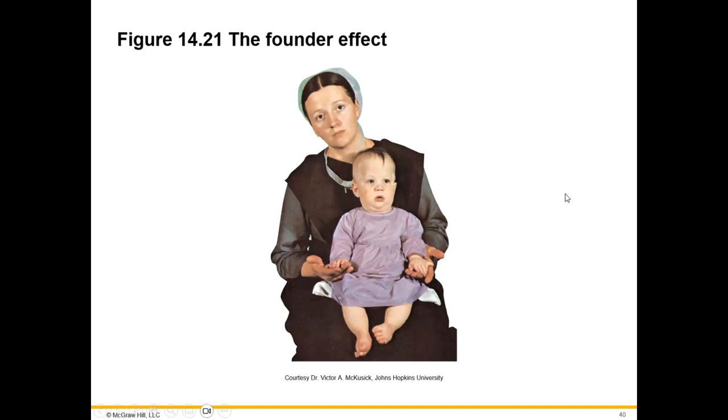So in the 1800s, one of the founders of the Amish community in North America carried a gene for a disorder that results in offspring having extremely shortened limbs. So arms and legs are very short. And this is still more prevalent in the Amish community than in any other population in the world today. And that's because of their very limited pool of genes for reproduction.